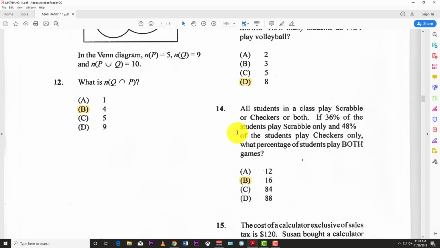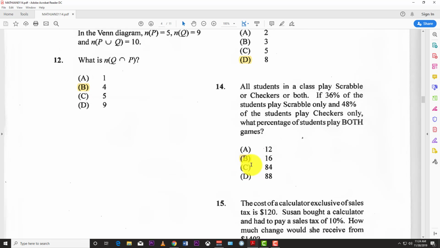Number 14. All students in a class play Scrabble or checkers or both. If 36% of the students play Scrabble only and 48% of the students play checkers only, what percentage of students play both games? And the answer here is B, 16.